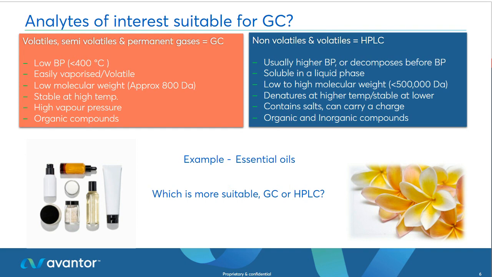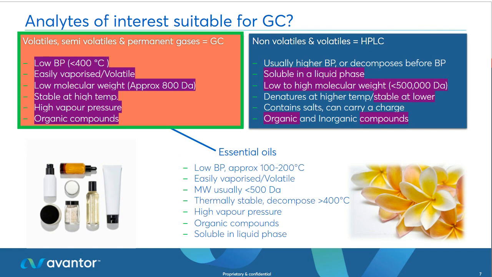So what about essential oils? Do they fit in well for GC? We can see that the essential oils have a low boiling point between 100 and 200 degrees, easily vaporized, molecular weight is usually below 500 Daltons, thermally stable, decompose just above 400 degrees, high vapor pressure, organic compounds, and then soluble in a liquid phase. I highlighted in purple that on the GC side, they hit all the main points. So these are going to be perfect candidates to be analysed with GC.